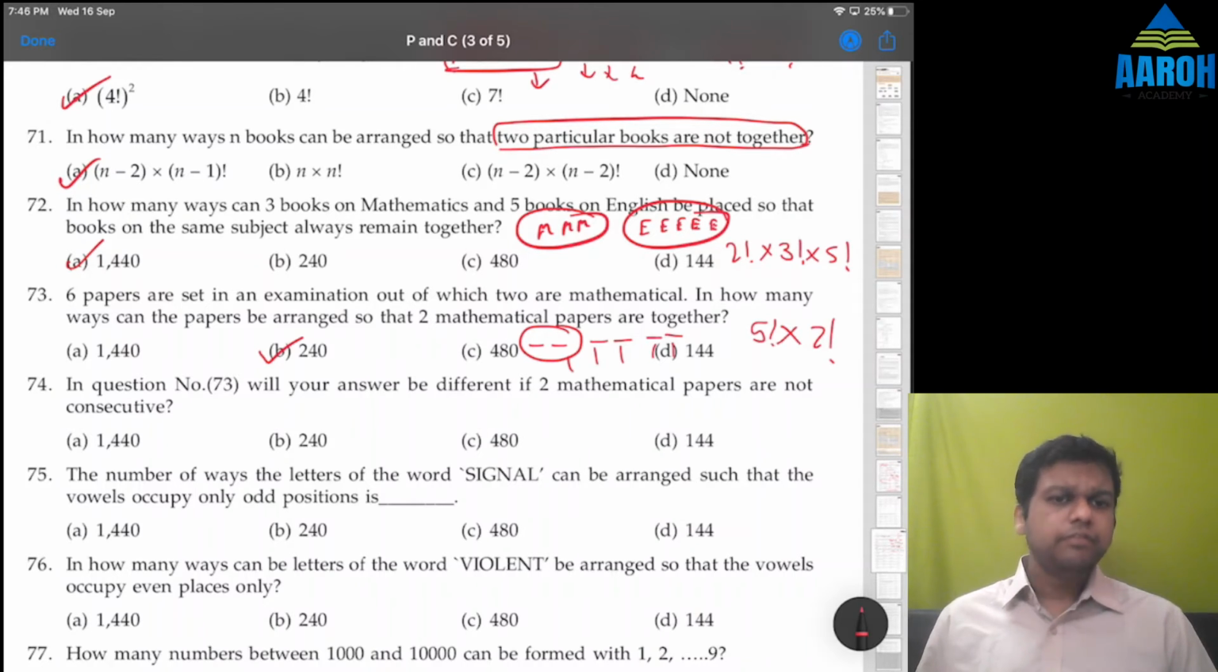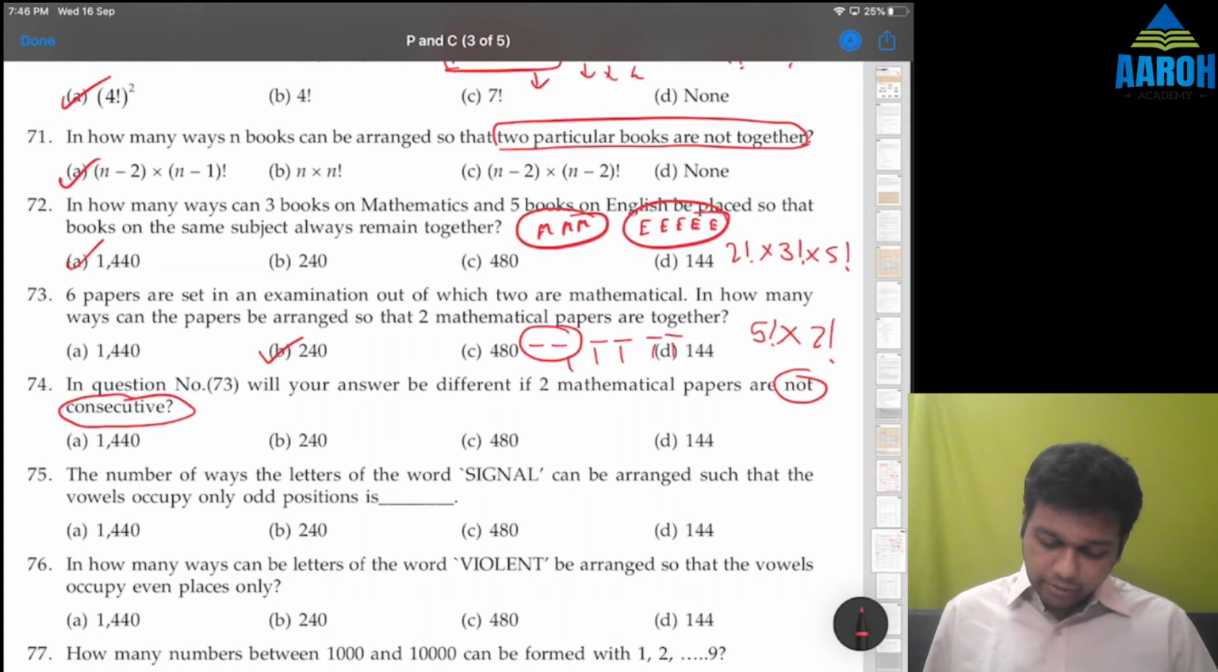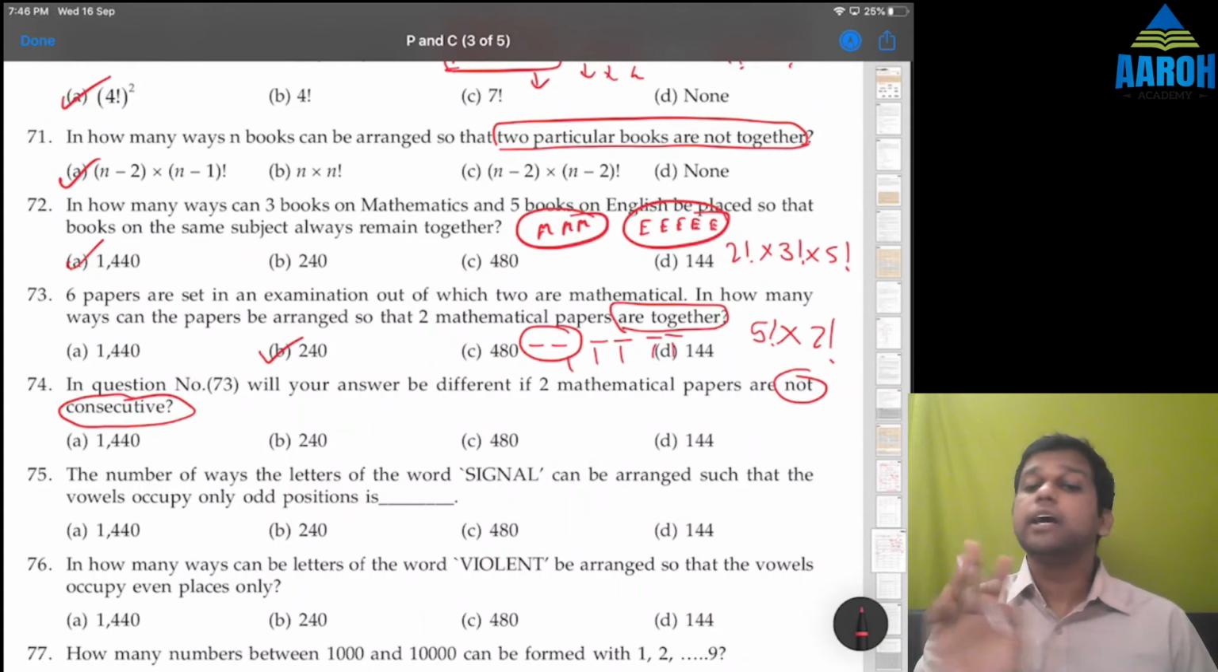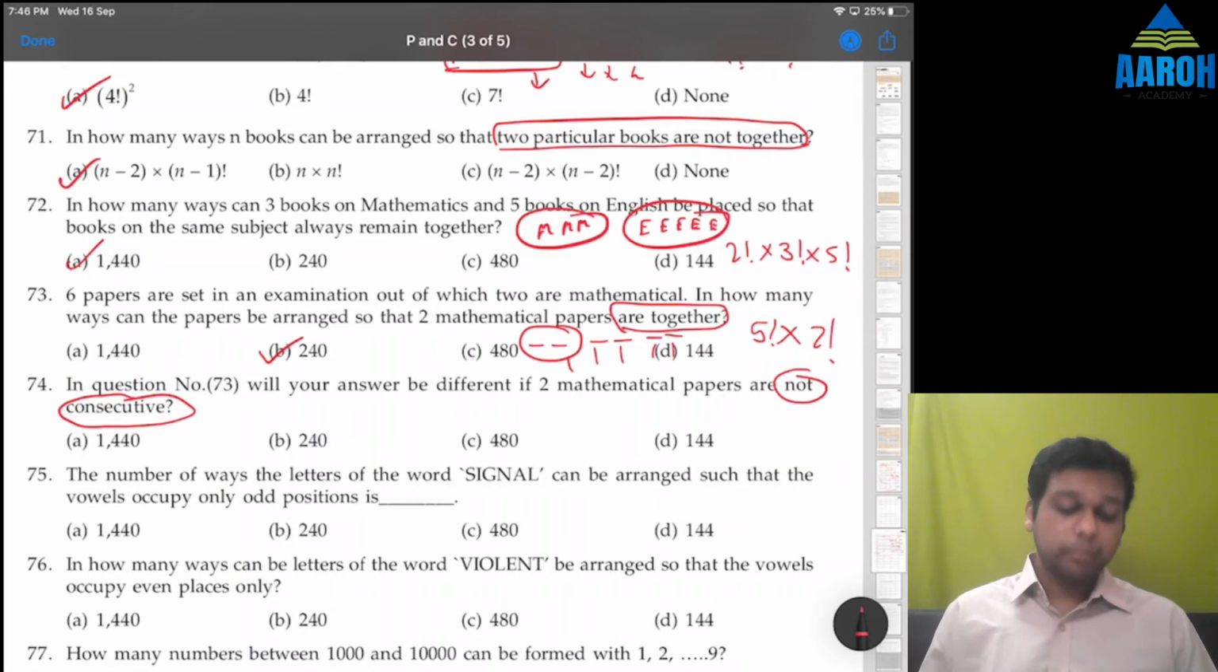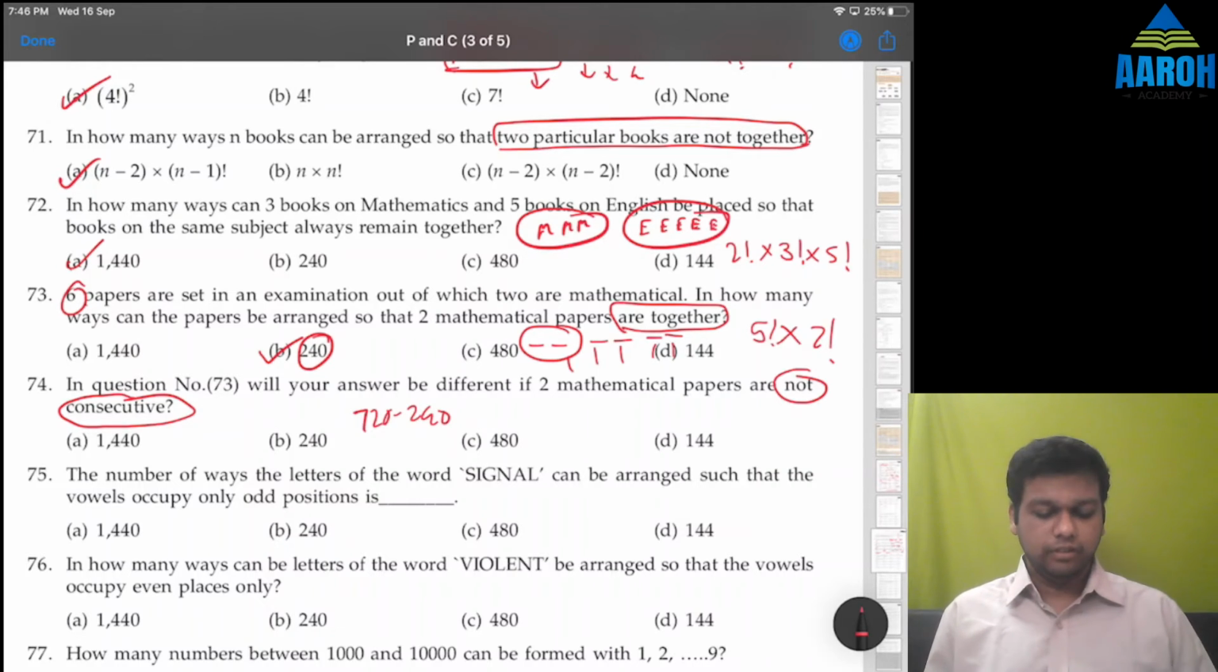In 73, will your answer be different if two mathematical papers are not consecutive? Now in 73, we just calculated they are together. Now we want they are not together. So let's subtract 240 from the total. Total is 6 factorial, which is 720. So check what is 720 minus 240. Okay. 720 minus 240. That is 480. So 480 will be the answer.